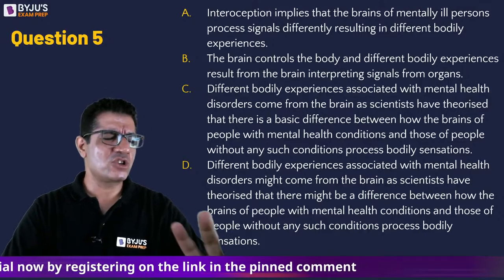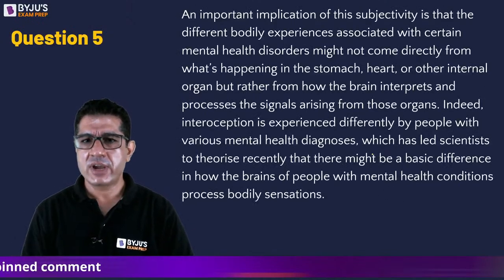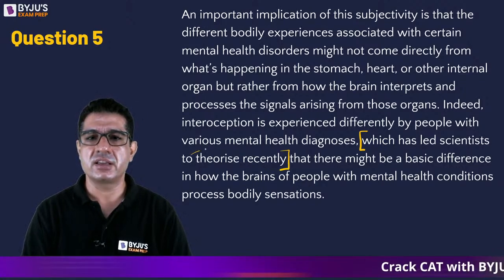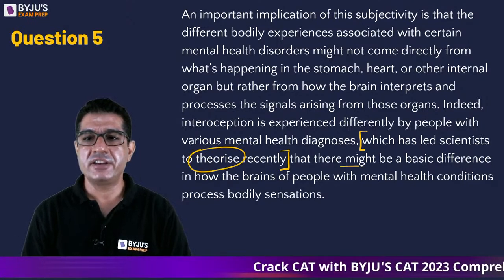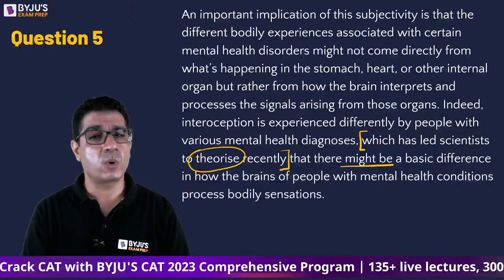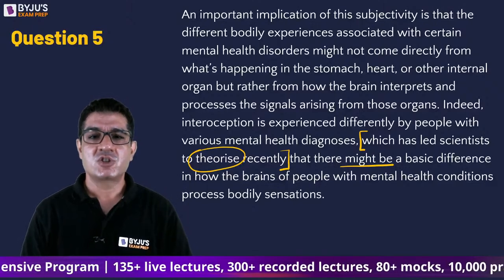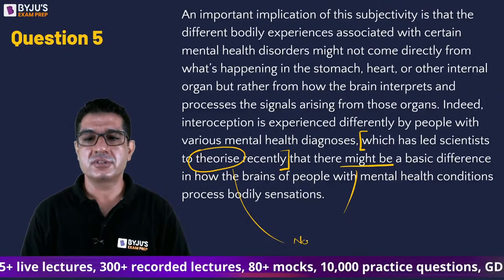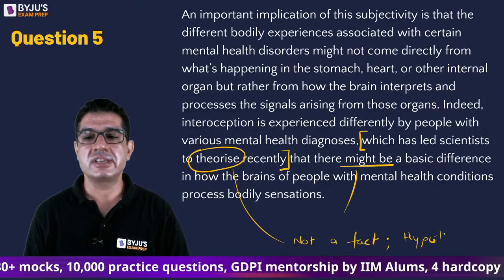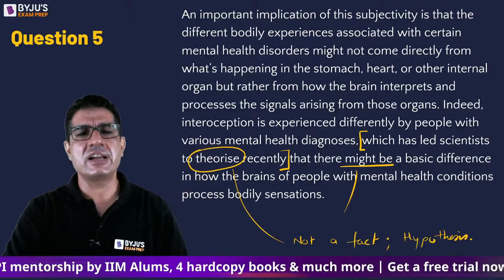Okay, so let me take you back to the paragraph once, and then I'll bring you to the options. Look at this. Which has led scientists to theorize recently that there might be. So theorize basically means that they're thinking that, oh, it appears that this is what is causing that. So these two words basically tell you that it is not a fact, that it is a hypothesis at this juncture. Okay, not a fact but a hypothesis at the moment.